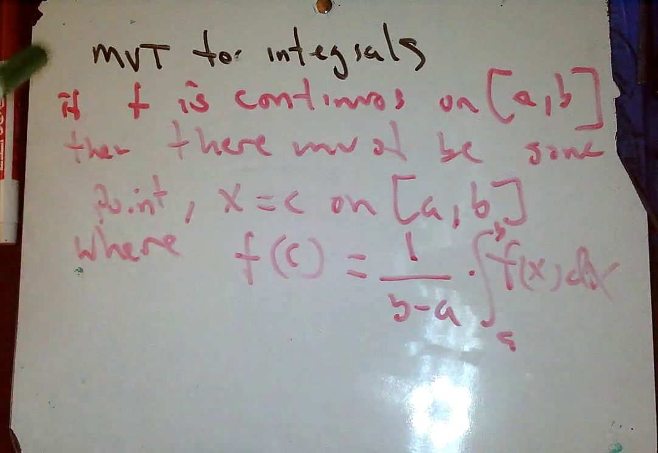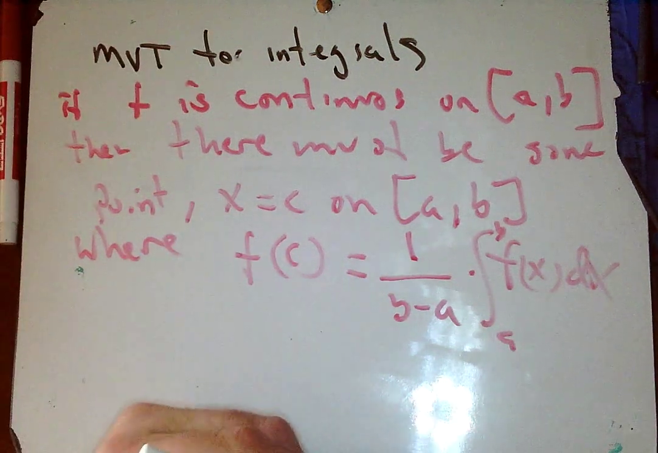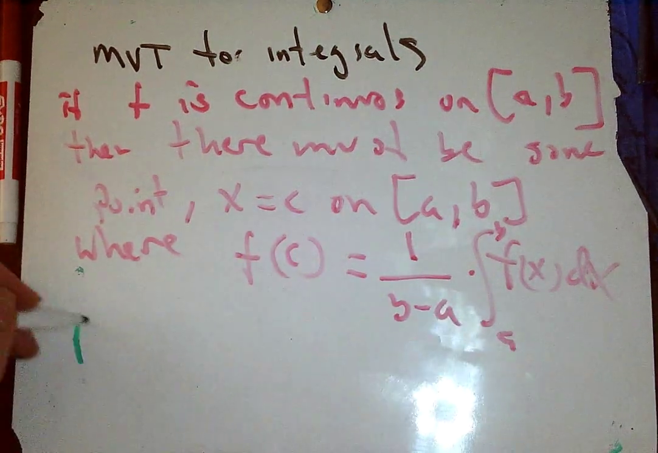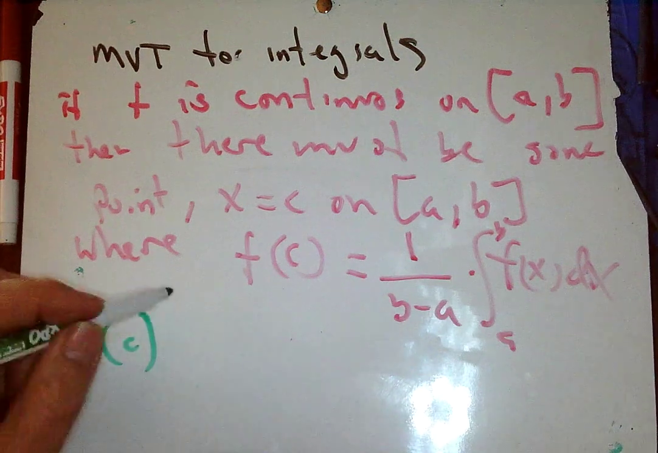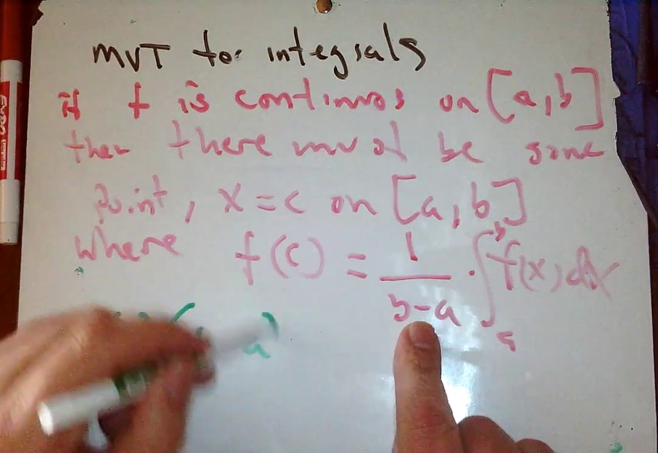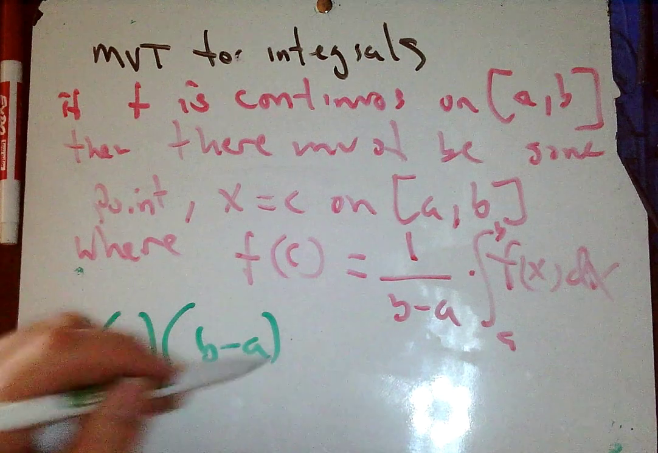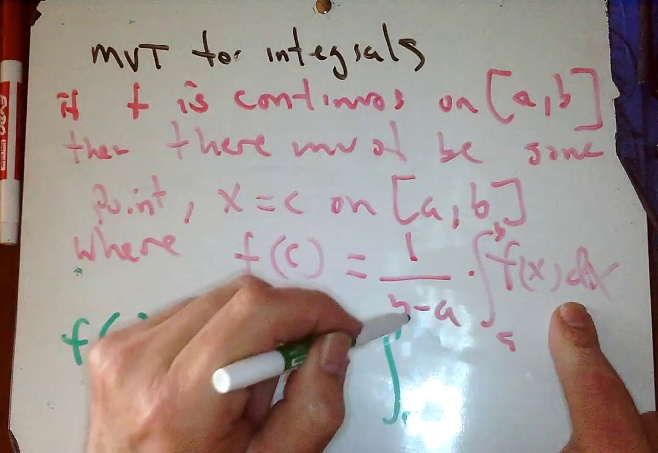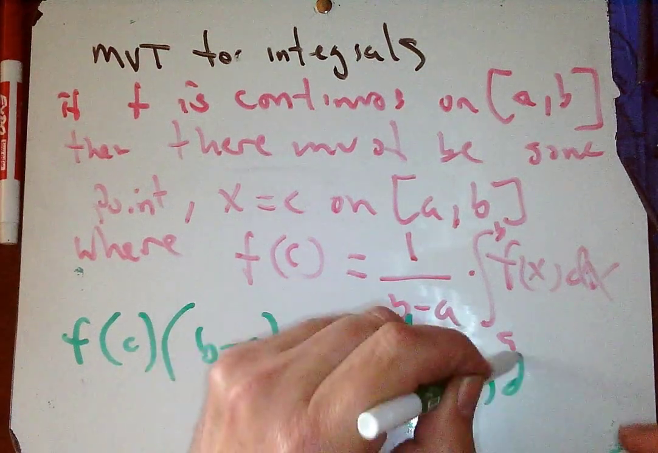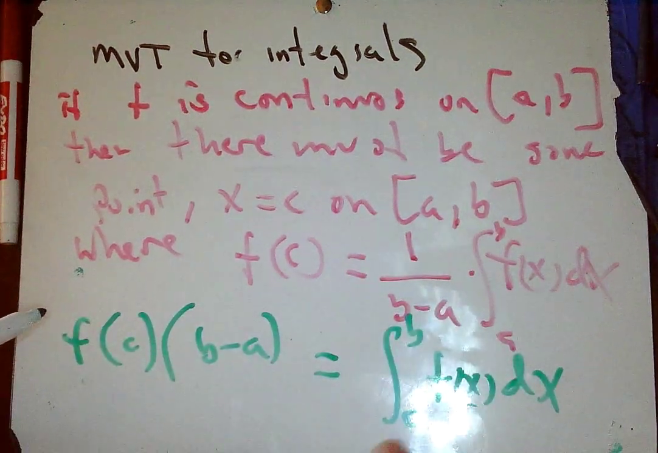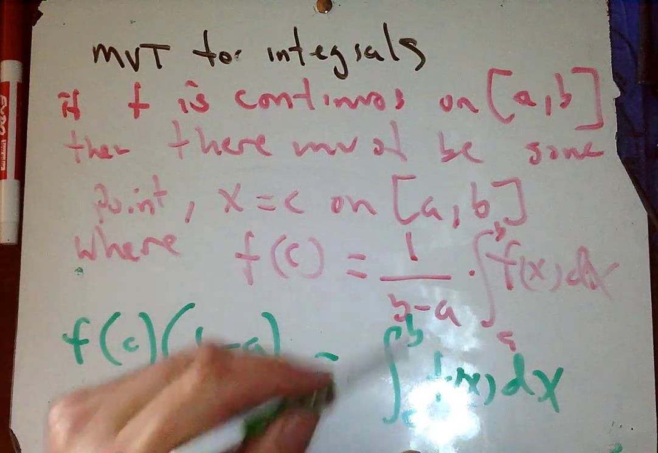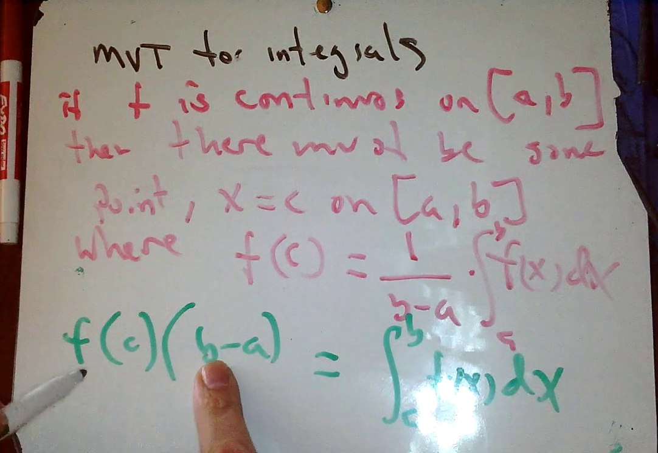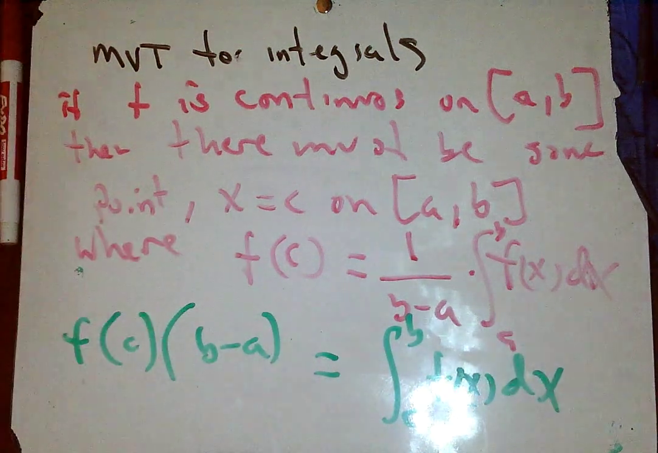And so what does that mean in our universe? Well, let's think about this for a second. Let's multiply both sides of this equation by b minus a. So I've got f of c, that's the height, times b minus a, that's the width. That's a rectangle. And what should that rectangle equal? It should equal the integral from a to b of f of x dx. Now what's this? Well, this is the area under the f curve from a to b, equals the area of this rectangle? What does that mean? Well, let's take a look at a picture.